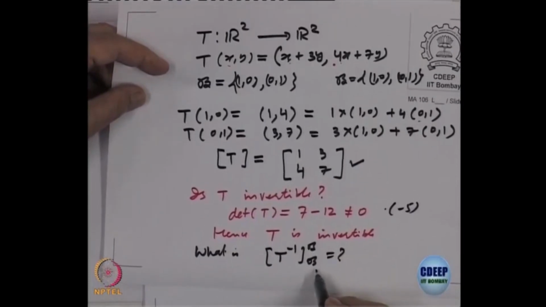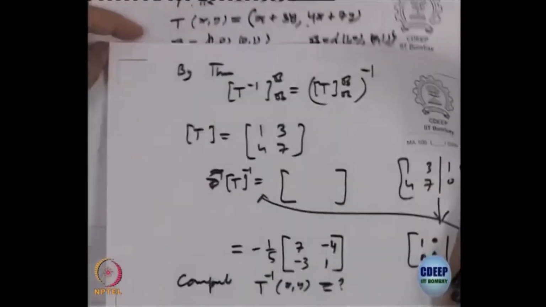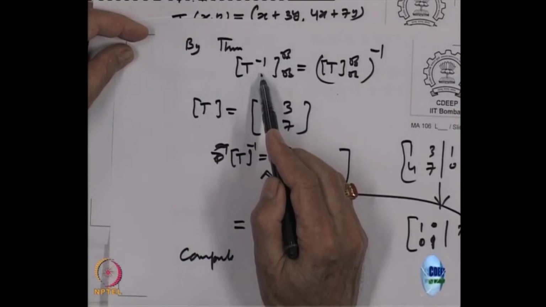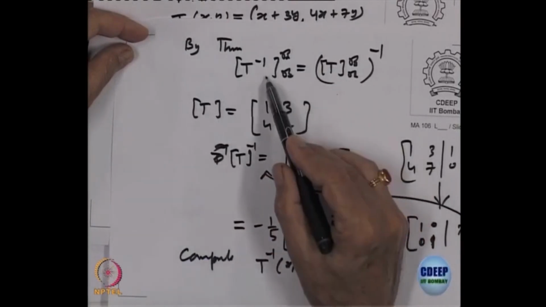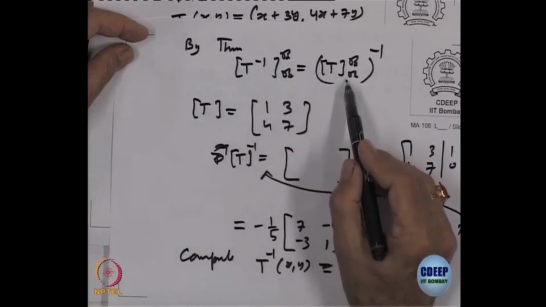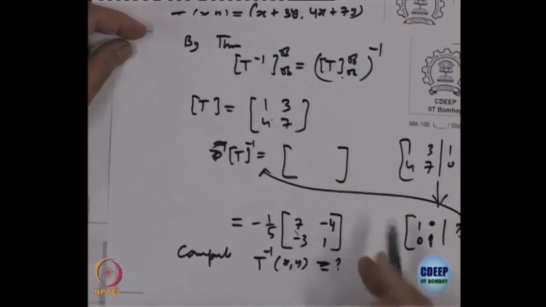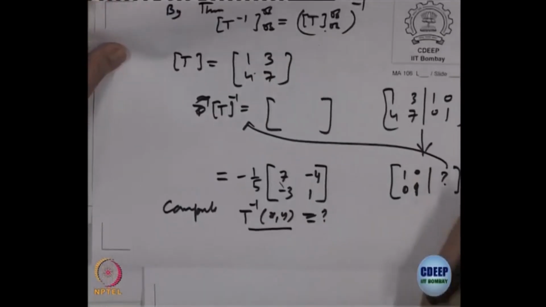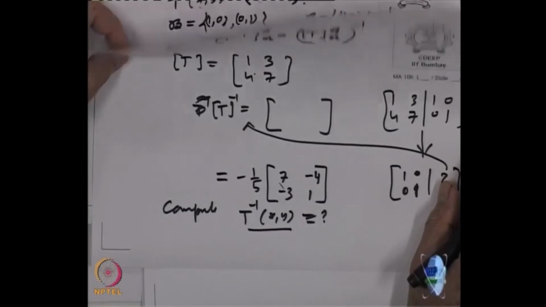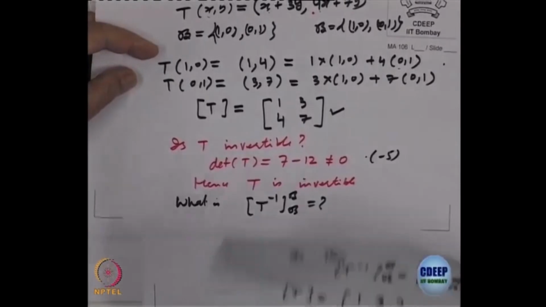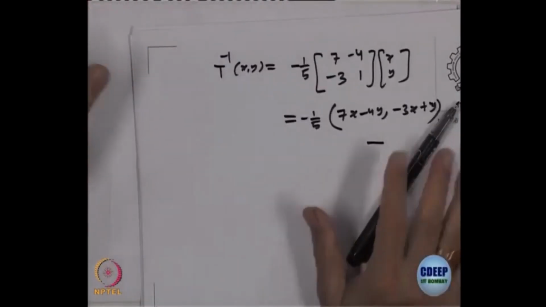For the matrix of the inverse, we use the formula from the theorem, that the matrix of the inverse is the inverse of the original matrix. So, given this, we found the inverse, and now using this I can find the expression for the linear transformation T inverse. So, that we found. Is it clear to everybody?